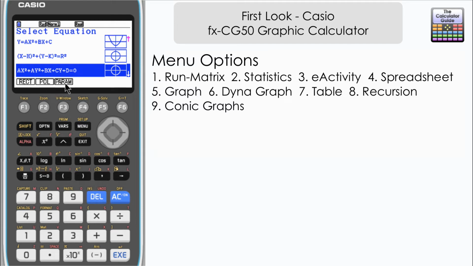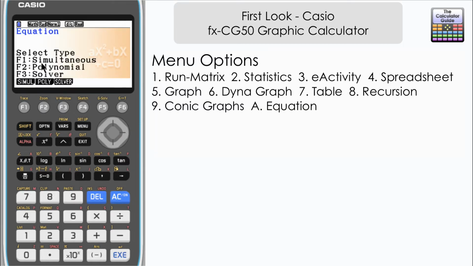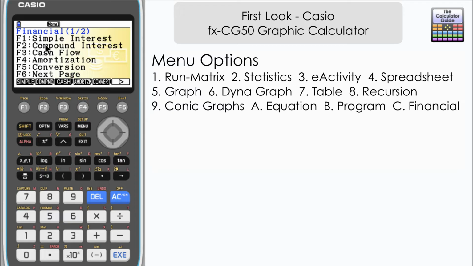So that's quite useful. Then there's an equation mode. There's a simultaneous solver, a polynomial solver, and a general solver within that. So they would be quite useful to be able to solve for numerical values of x, etc. There's a program function, so I presume you can design and download programs that can be incorporated into the CG50. And there's also a finance mode. It looks like here you can calculate simple interest and compound interest.